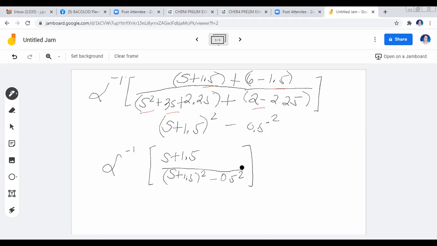Okay? That's your one fraction. This one will be separated. Now your 6 minus 1.5 is actually 4.5. Right? It's 4.5. 4.5 plus 1.5 is 6. So what you do is you place here 4.5 inverse Laplace of, I'm showing to you the trick. So you have the same denominator here. So s plus 1.5, it's difficult to write, squared, minus 0.5 squared. That will be your denominator.